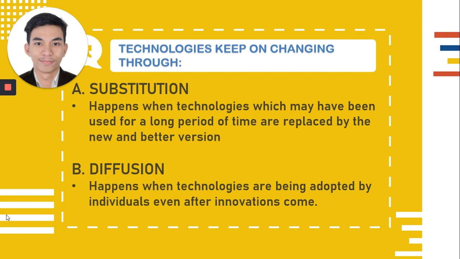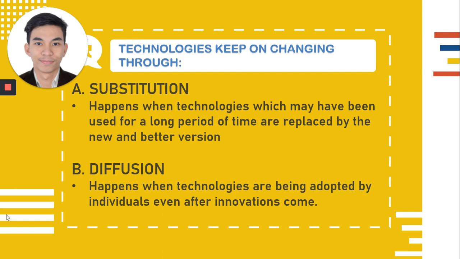From the word diffuse, kumakalat. It happens when technologies are being adopted by individuals after or even after innovations come. The more individuals adapted the technology innovation, the greater is the measure of diffusion process. The neighborhood could affect diffusion of technology in such a way that adoption increases if the technology is just within the reach of the individual.